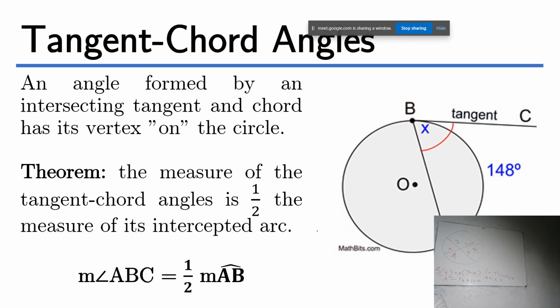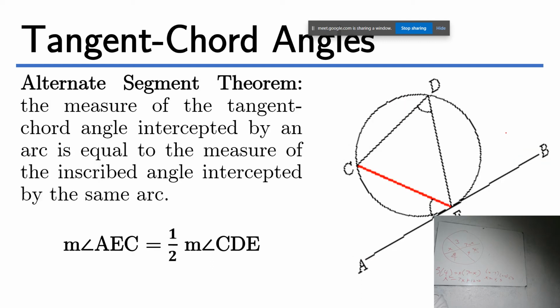Next, tangent chord angles. An angle formed by an intersecting tangent and chord has its vertex on the circle. So, bali, ayan. Pag ganyan, tas tangent yung isa, tangent chord angle siya. So, sinasabi lang nito, yung measure nito ay 1/2 yung measure nito. So, ang value ng x dito ay 74 degrees. Kasi lumalabas, parang inscribed angle lang siya.